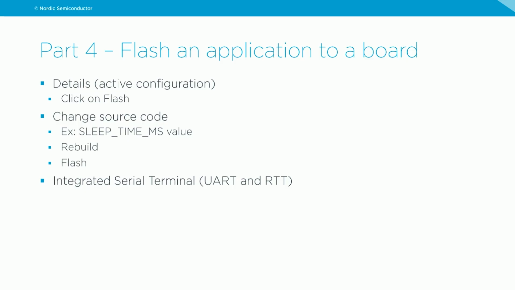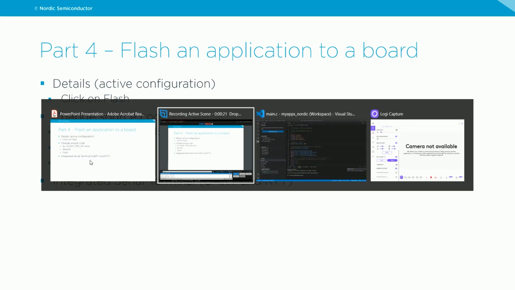Now we will see how we can flash an application to a development kit or a board. We'll also see how we can change the source code. For example, changing a parameter in main.c and then rebuilding, reflashing, and seeing the modified behavior on the board. Finally, we will talk about the integrated serial terminal that supports both UART and RTT backend.